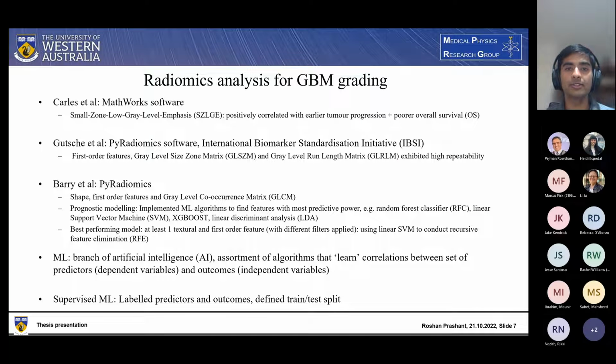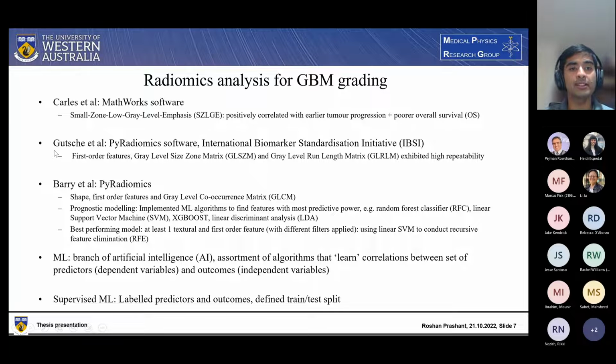The current literature also explores the potential utility of radiomics analyses for glioblastoma grading from FET PET scans. For instance, a study done by Carles et al. using the MathWorks software found that the feature SZLGE was positively correlated with earlier tumor progression and poor overall survival. Furthermore, additional studies have also been done to analyze the repeatability of FET PET features, since this provides an insight into their validity and reliability if they were to be implemented in clinical practice.